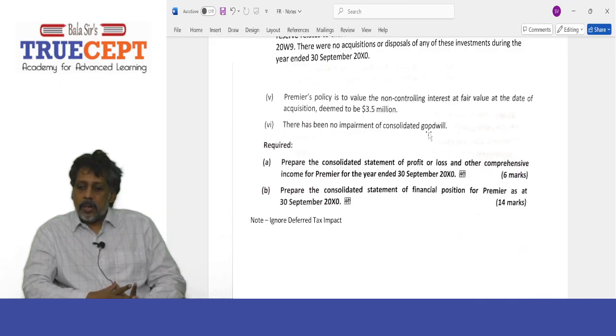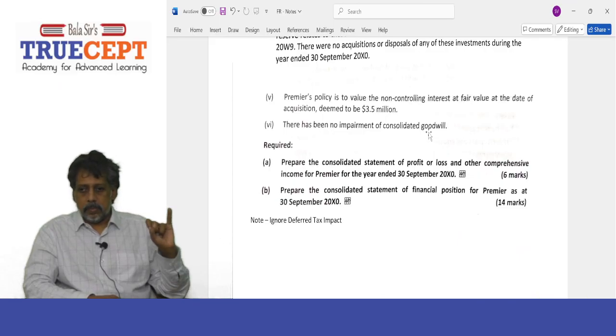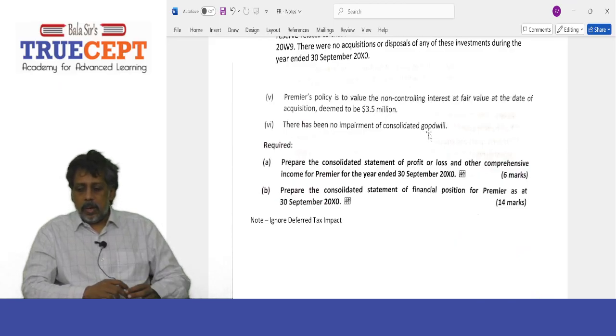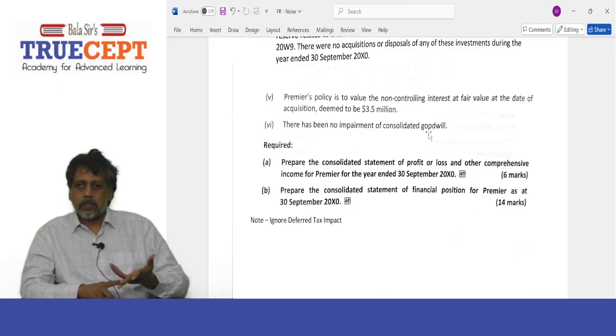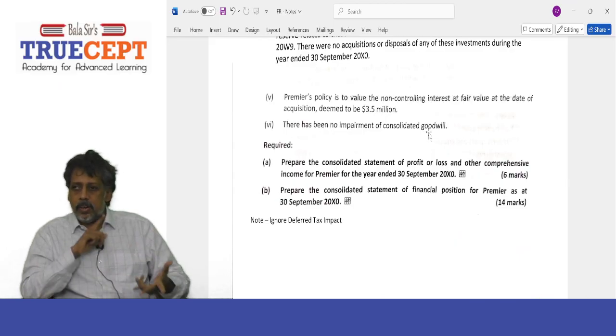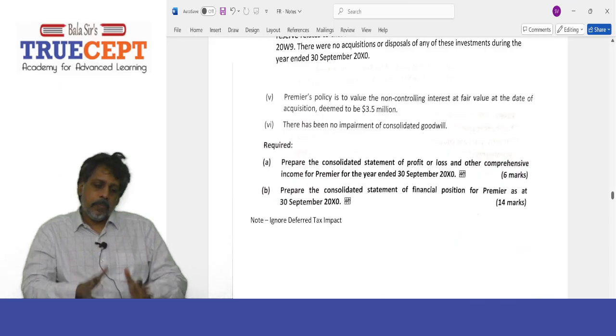What has been asked for? Required A. Prepare the consolidated statement of profit or loss and other comprehensive income for Premier for the year ended 30th September 2080. And prepare the consolidated statement of financial position for Premier as at 30th September 2080. Nothing but a consolidated balance sheet. Note, ignore deferred tax impact: no deferred tax arising from the downward revaluation of the asset, and also on any stock transferred by a subsidiary to the parent entity. Is that fine? Good.